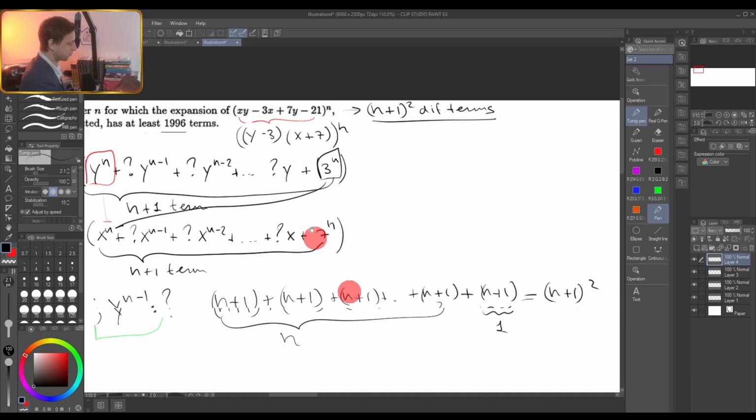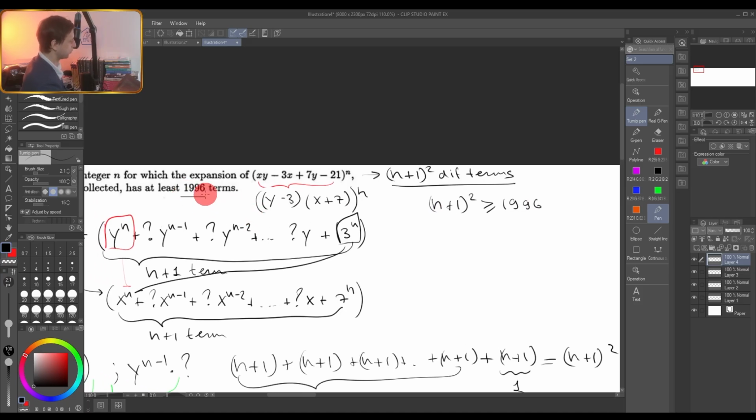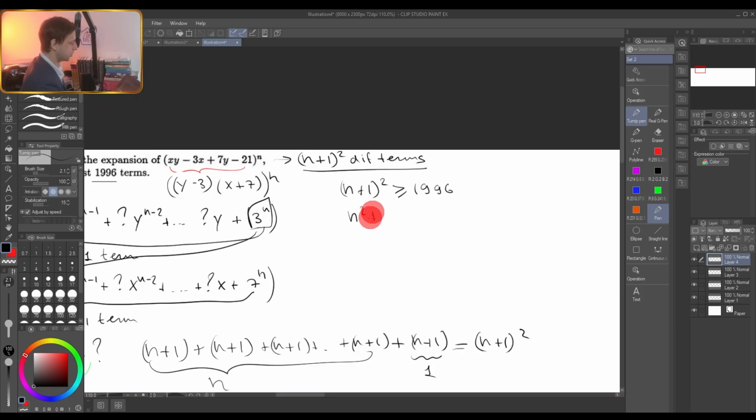If you expand all of that, eventually you will get n plus 1 squared different terms. And you need that n plus 1 squared should be greater or equal than 1996, because the requirement is that the amount of terms should be at least 1996. Well, let's solve this one. N squared plus 2n plus 1 greater or equal 1996. I just move 1 here, and it will be 1995. N squared plus 2n minus 1995 greater or equal than 0, and eventually you can work with this one.